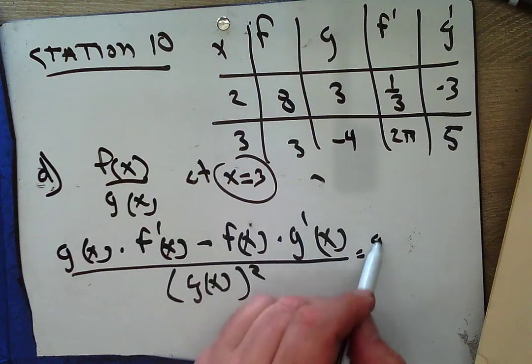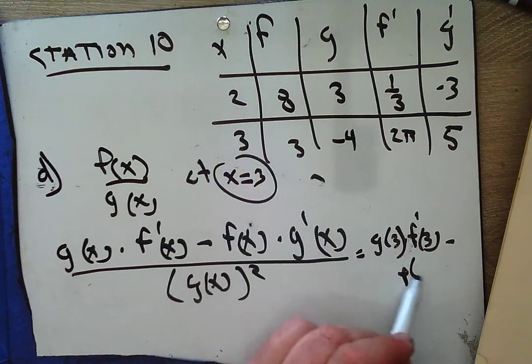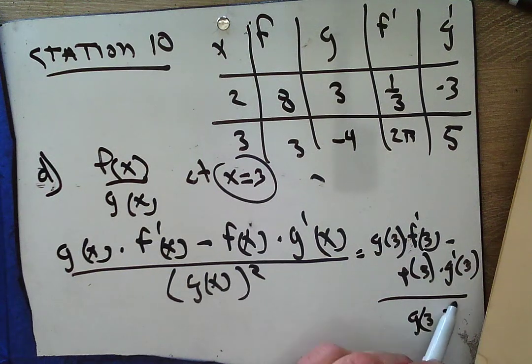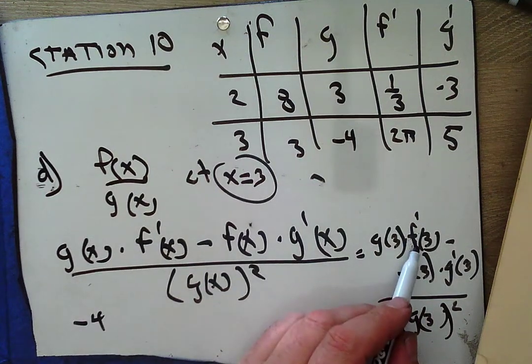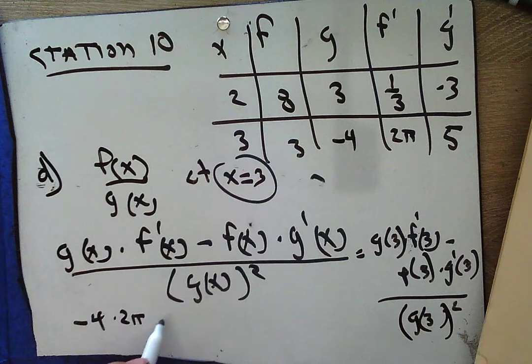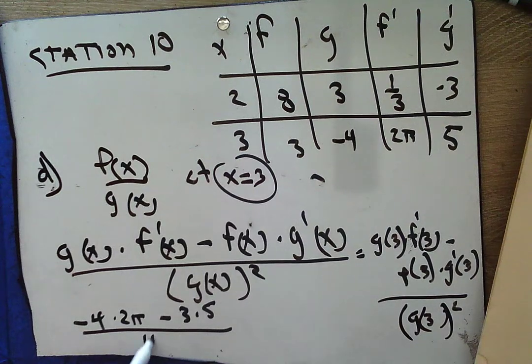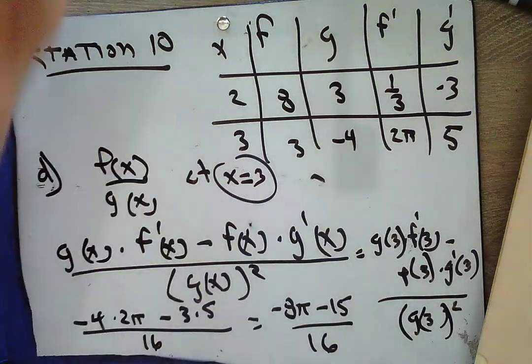So we want the derivative at 3. So I need g of 3 times f prime of 3 minus f of 3 times g prime of 3 all over g of 3 squared. So g of 3 is -4. f prime of 3 is 2 pi minus f of 3, which is 3, times g prime of 3, which is 5, all over g of 3, -4, squared. So I end up with -8 pi minus 15 over 16. Okay? What's next?